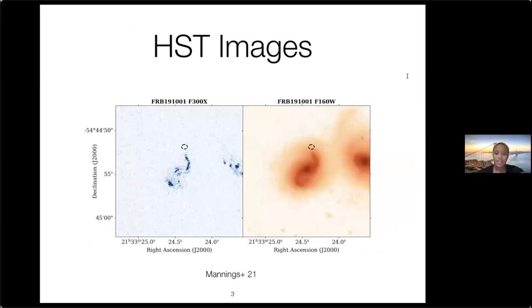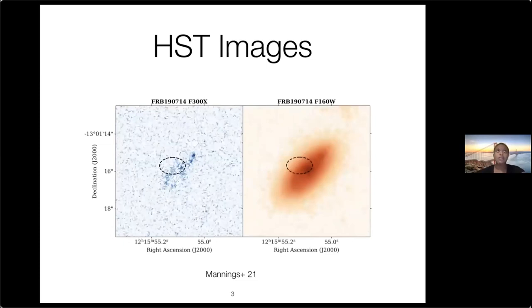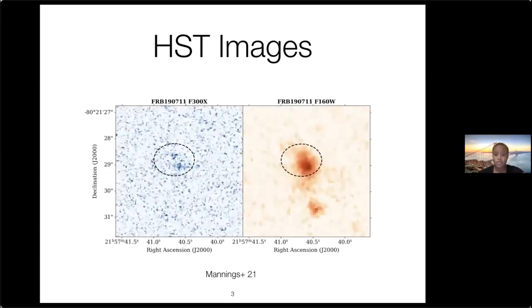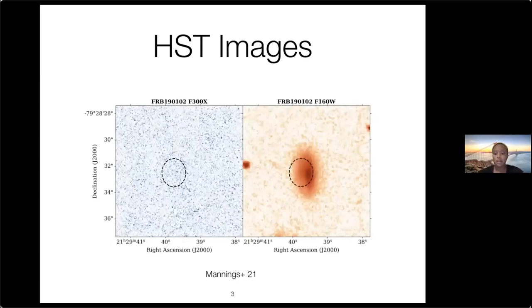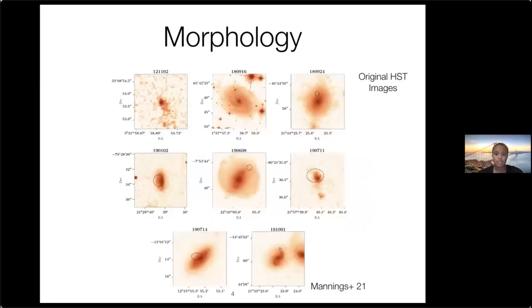So I'm just going to quickly scroll through all of the images that we presented in this study. On the left, you'll see the UV images, and on the right are the infrared images. This sample included 8 hosts, 6 of which were newly imaged, which are the ones that I'm showing you now, and then 2 were previously published hosts of 121102 and 180916. So first we take a look at the morphology of the hosts.